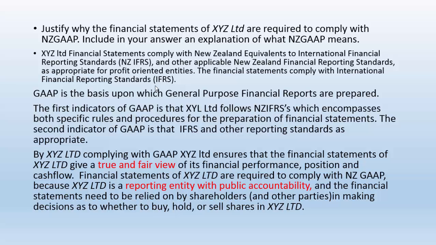We start by looking at what GAAP means and its implications. GAAP is the basis upon which financial reports are prepared. Now, the first indication that GAAP applies, in this case, is that XYZ Limited follows the International Reporting Standards, or the New Zealand equivalents, which encompass specific rules and procedures for the preparation of financial statements. The second indicator of GAAP is that the IFRSs are followed and other reporting standards as appropriate. So there's two separate indications here that they're following GAAP.